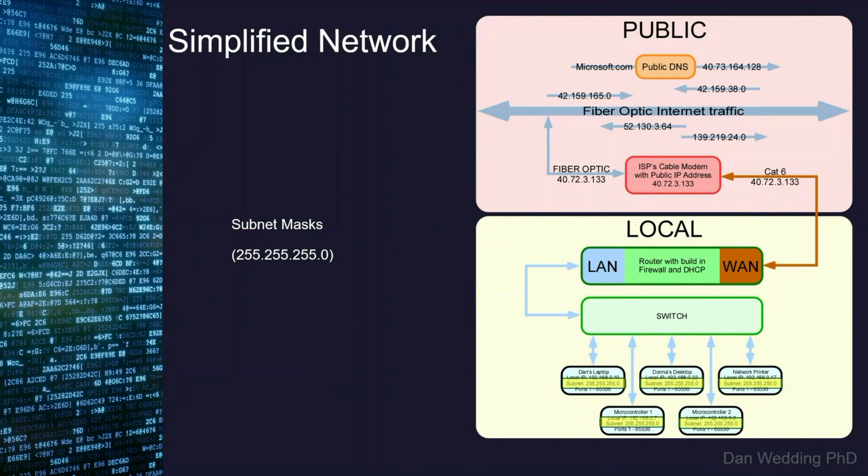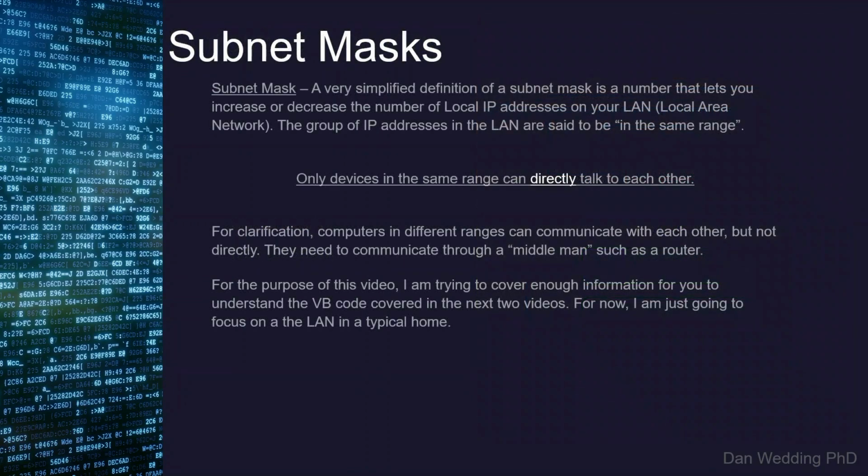Subnet masks. A very simplified definition of a subnet mask is a number that lets you increase or decrease the number of local IP addresses on your LAN. The group of IP addresses in the LAN are said to be in the same range. Only devices in the same range can directly talk to each other. For clarification, computers in different ranges can communicate with each other, but not directly. They need to communicate through a middleman, such as a router.